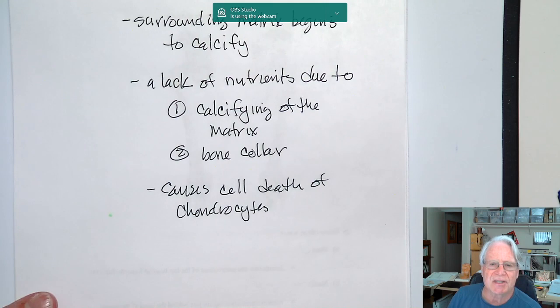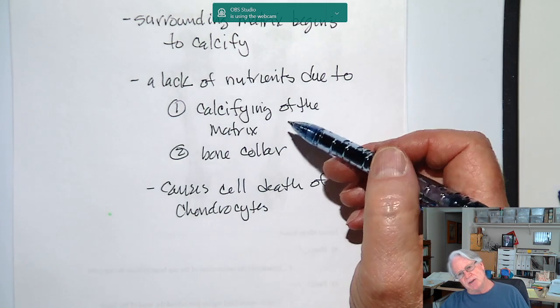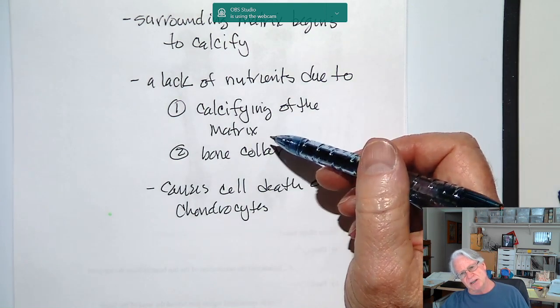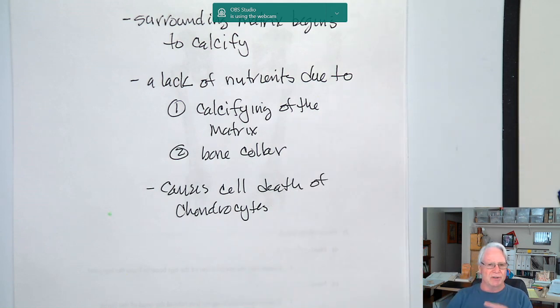The cell death itself is going to add to the whole problem of nutrients and causing the calcification of the matrix. It's going to change the internal environment there. It's going to cause further cell death. So what we're really setting up here is a positive feedback cycle, where as cells die, they cause more cells to die. And it's just going to feed on itself in the center of this model.